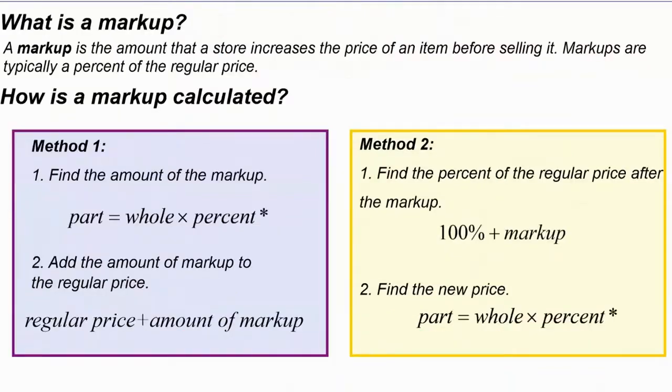What is a markup? A markup is the amount that a store increases the price of an item before selling it. Markups are typically a percent of the regular price. So this is kind of the opposite of a discount. We're not decreasing the cost by a percent. We're increasing the cost by a percent.